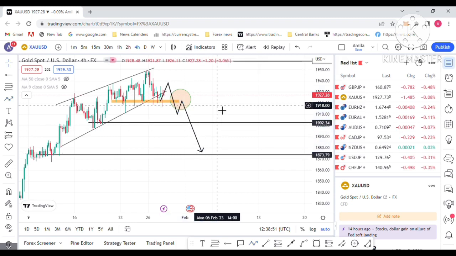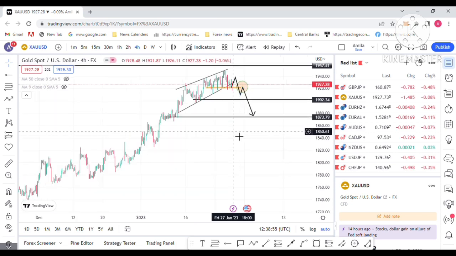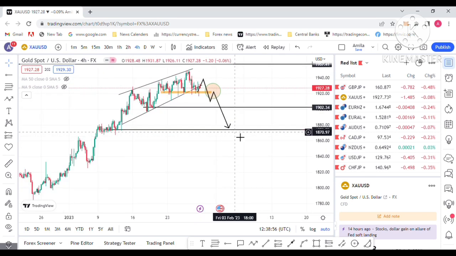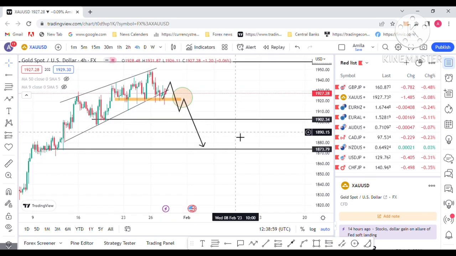So the head and shoulder pattern is a famous pattern, and it has gone to the downside. I am marking this circle area.